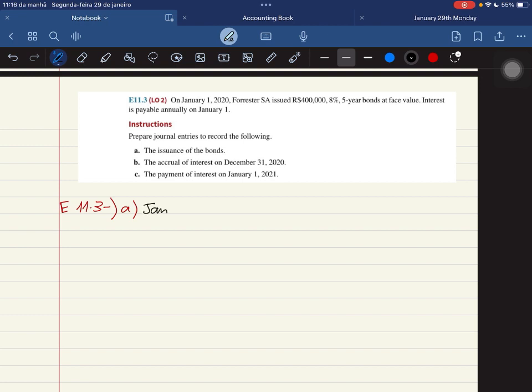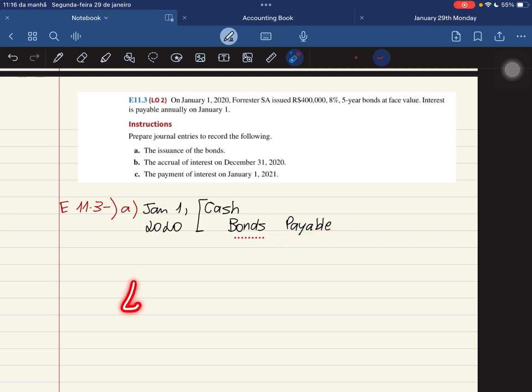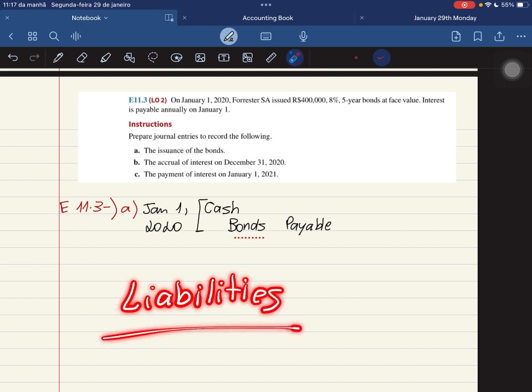The date is January 1st of 2020, and every time you issue bonds, you're going to get cash from the people that paid for the bonds, right? So your cash has to go up, and bonds payable also has to go up. Since this is a payable, it is a liability, and liabilities have credit balance, which means that the pluses happen on the credit side.